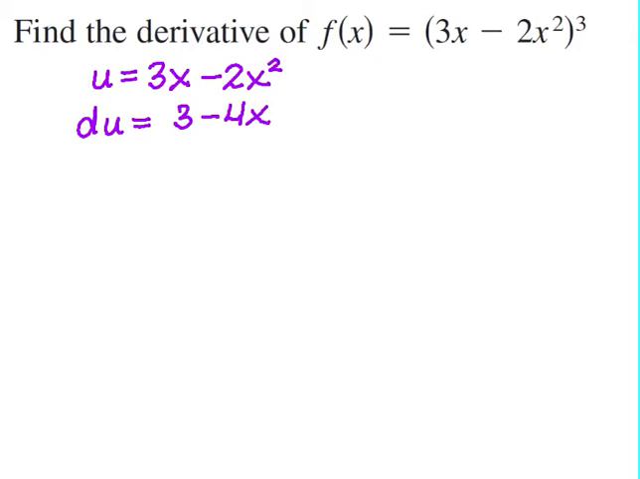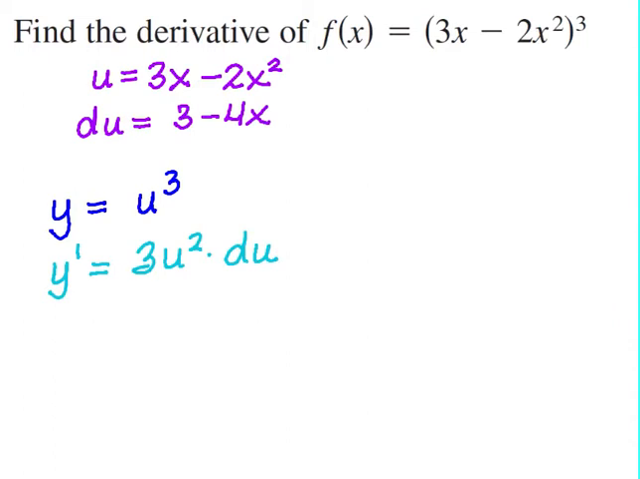Okay. What do I do now? u cubed. What do I do now? Close. There we go. 3u squared times du. Remember, we always have to add that du on regardless of the problem. So what do I do next?